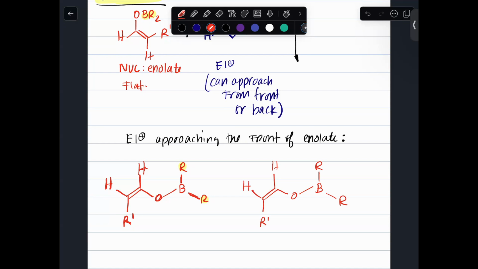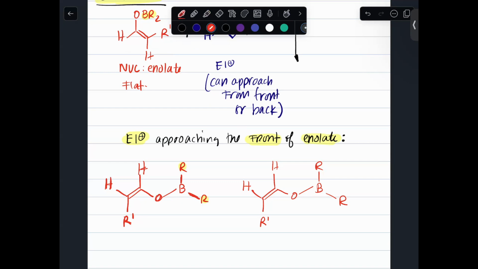Okay. So they look exactly the same. Nothing has changed. It's a flat molecule because it's an alkene, right? Alkenes are flat. And now my aldehyde is going to approach from the front. I'm just worried about the front right now. Okay. Electrophile approaching front of my enolate.